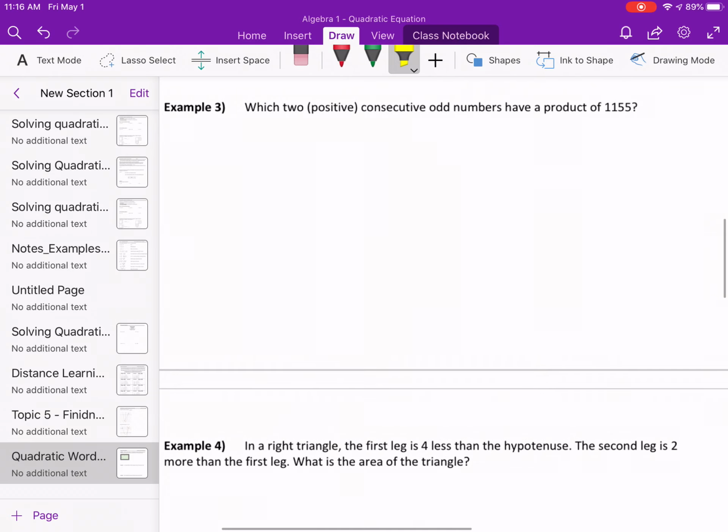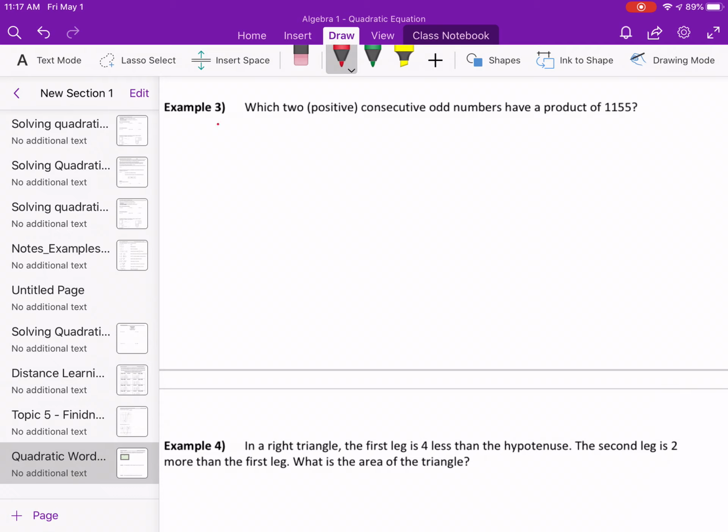Example 3. Which two positive consecutive odd numbers have a product of 1155? Now this time I'm going to throw out one of the answers that we get. I only care about my positive solution. So even though I'm going to come up with two answers theoretically, this question is just asking for the positive value. So which two positive consecutive odds have a product of 1155?